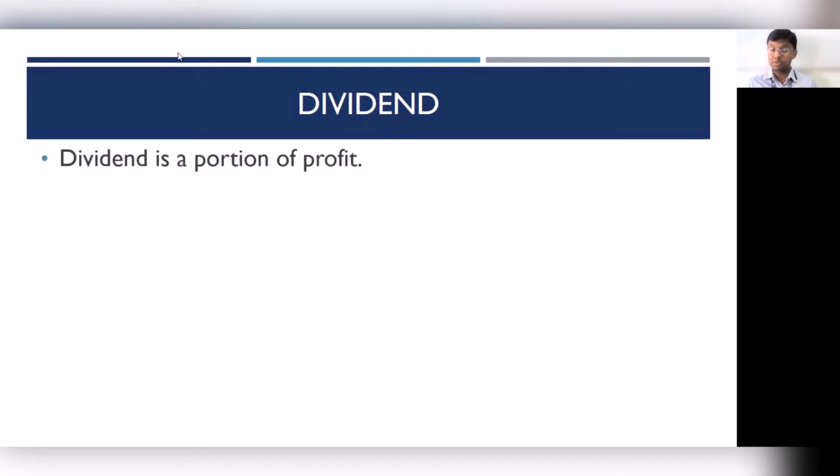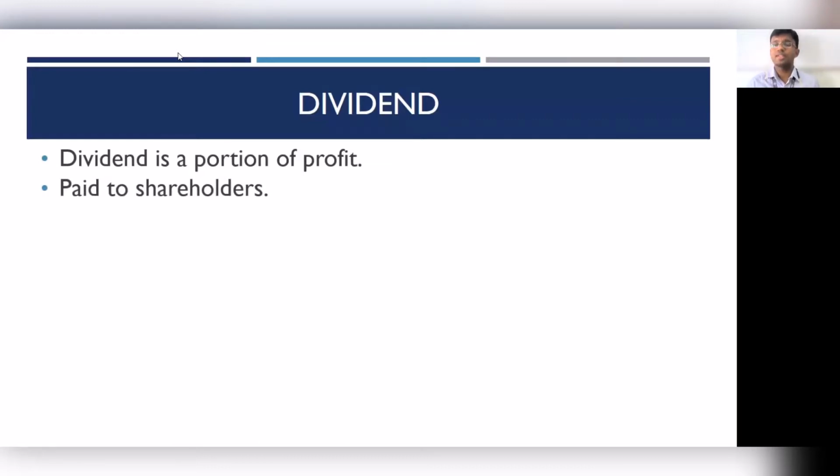So the prerequisite for a company to go about declaring dividend for the appropriate shareholder or stakeholder in the organization is that they must have made profit. Without making profit, the company would not be able to declare dividend.